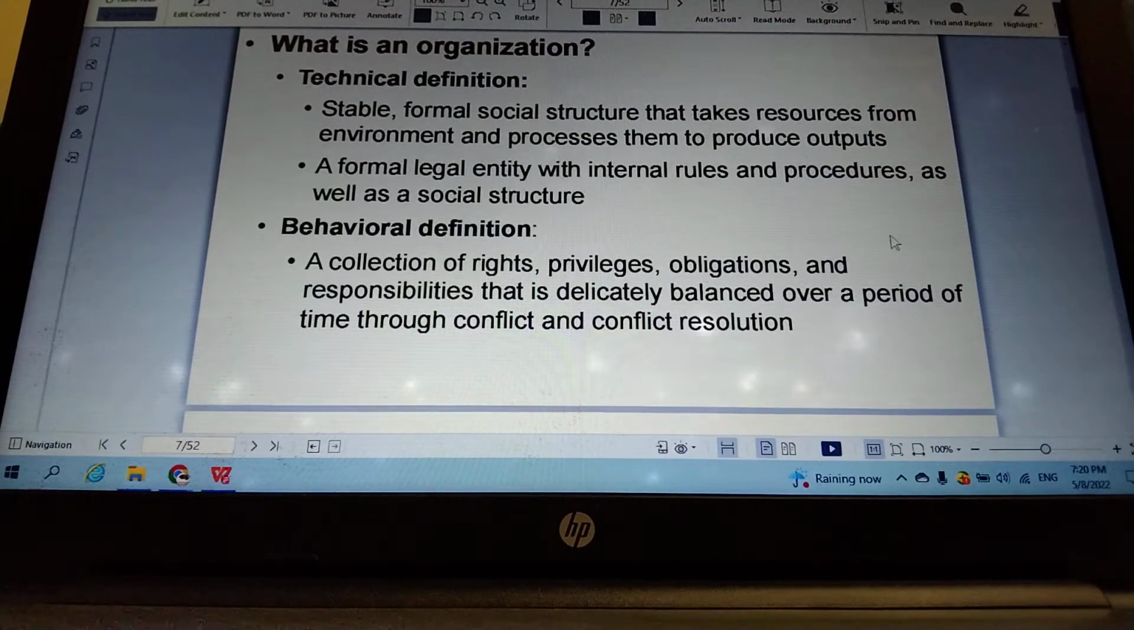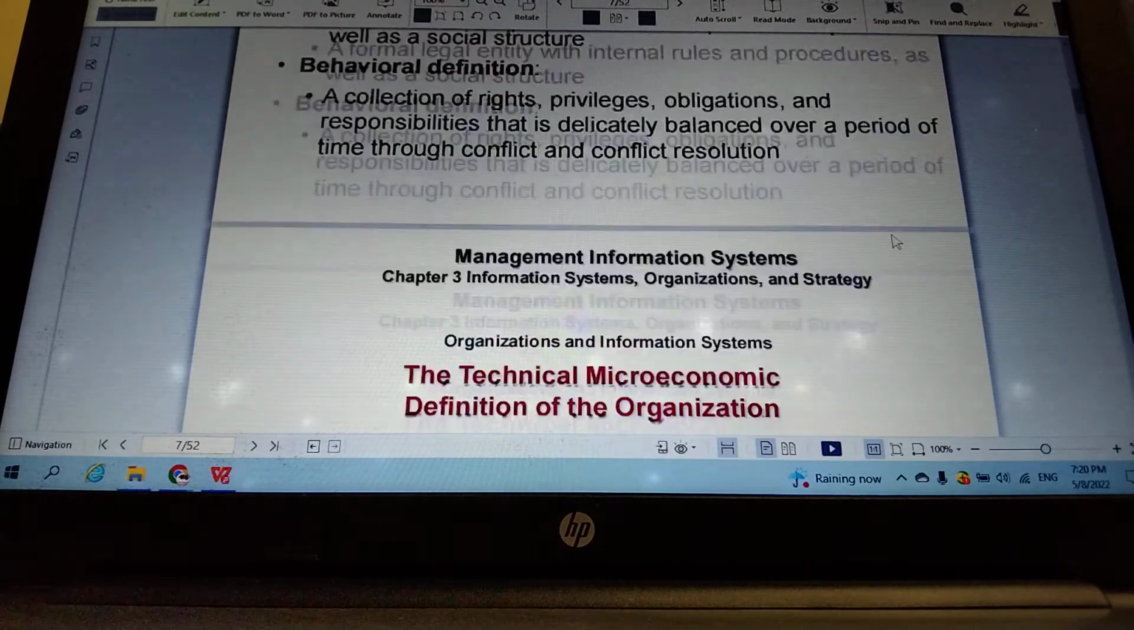So these are the two technical definitions for what an organization is, with one behavioral definition. With that, let me move on to the next slide.